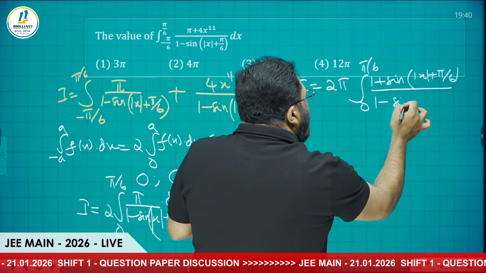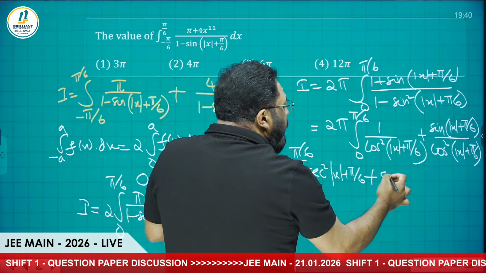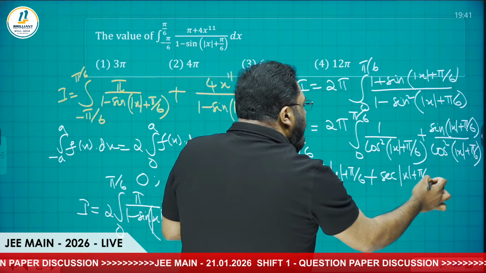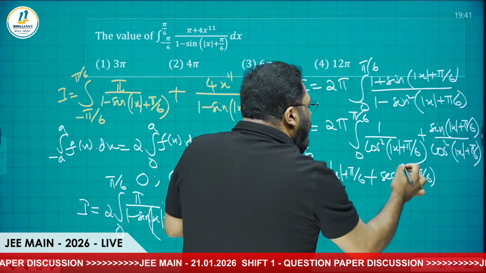So I is equal to 2 pi, 0 to pi by 6. And this is like cos squared. So 1 by cos squared of mod x plus pi by 6 plus sine of mod x plus pi by 6 divided by cos squared of mod x plus pi by 6. Now this 1 by cos squared is sec squared. So your answer is 2 pi integral of 0 to pi by 6 sec squared of mod x plus pi by 6. And this sine by cos squared is sec into tan, sec of mod x plus pi by 6 tan of mod x plus pi by 6.